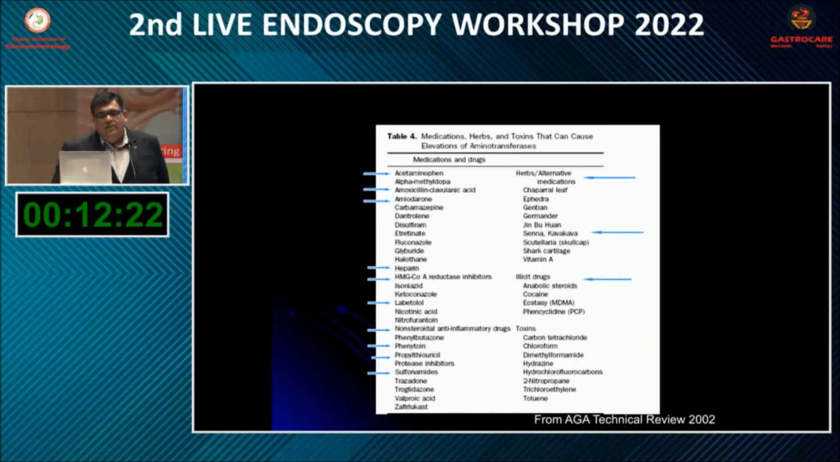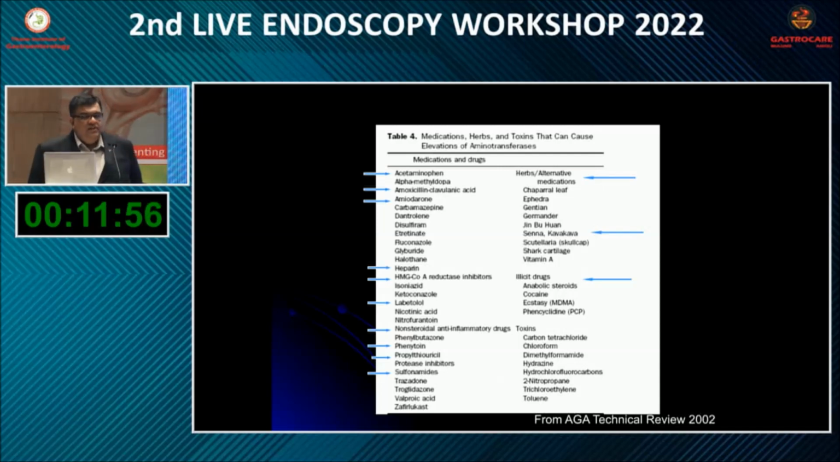Now let us look at the list of medications which can cause an increase in bilirubin or SGOT/SGPT. This is a huge list, but I want you to focus on some of the drugs which we usually don't think of. Paracetamol, the first one. If somebody is taking paracetamol for more than 7 days or takes more than 2 grams per day, then that itself is sufficient to cause elevation of SGOT/SGPT.